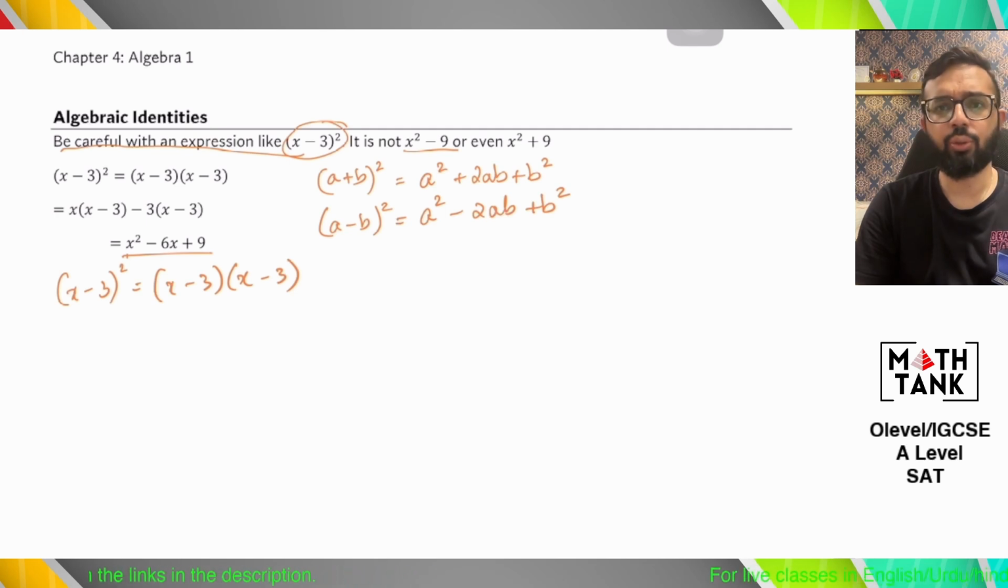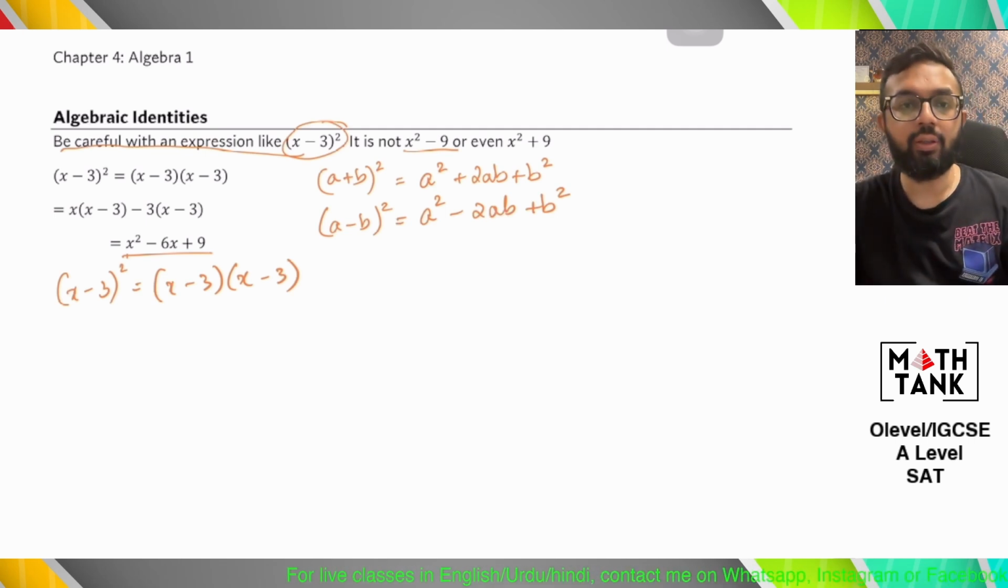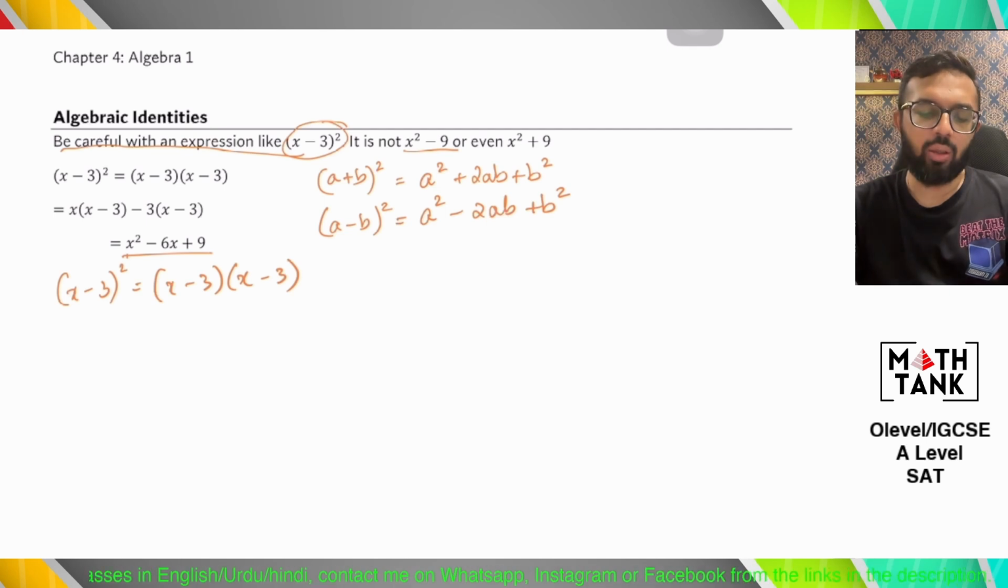Now, even when students sort of remember this, the mistake that they tend to make is that they often mess up the signs. Okay, so I've seen a lot of students do this, that they say that this x minus 3 whole square should be here, and then what they end up doing is write this instead.